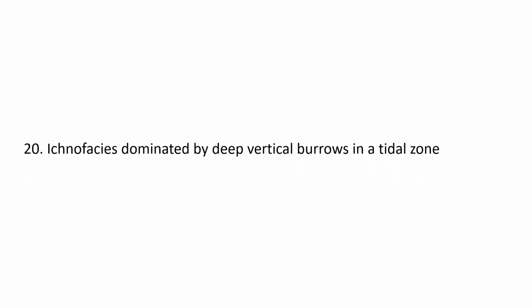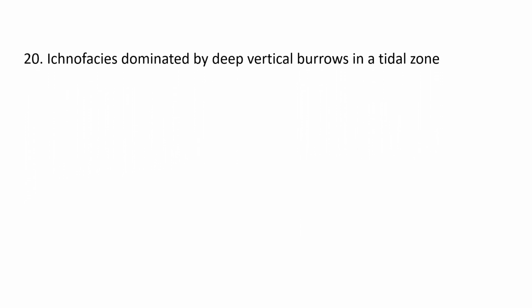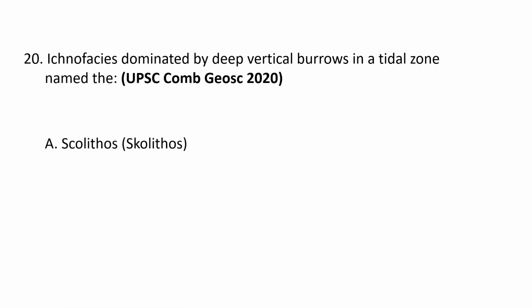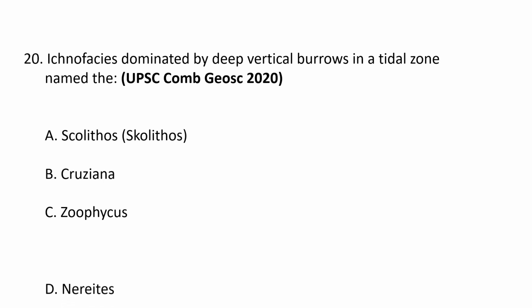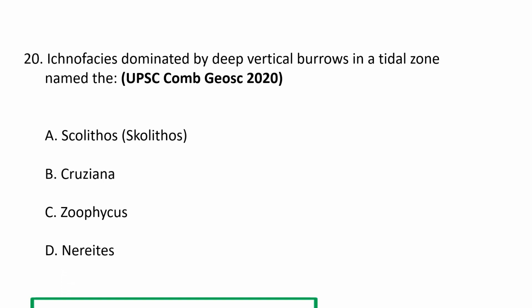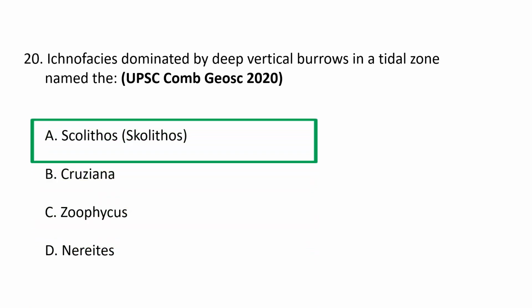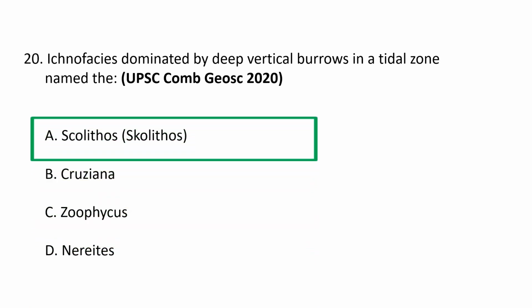Next question. Ichnofacies dominated by deep vertical burrows in a tidal zone is named A. Skolithos, B. Cruziana, C. Zoophycos, and D. Nereites. So ichnofacies dominated by deep vertical burrows in a tidal zone is named Skolithos. Skolithos means trace fossil assemblages. They exhibit low ichno-diversity. It is dominated by vertical dwelling burrows with reinforced wall lining, which is attributable to the Skolithos ichnofacies. So A is the correct option.